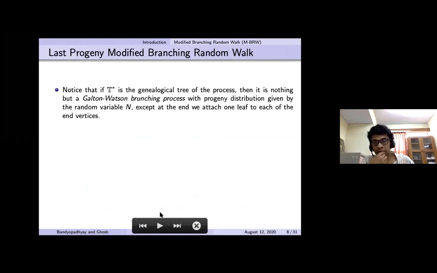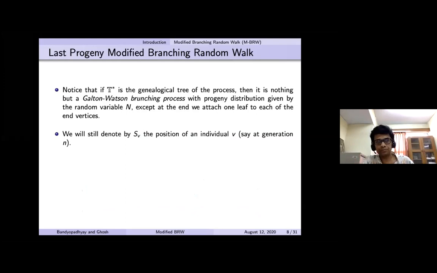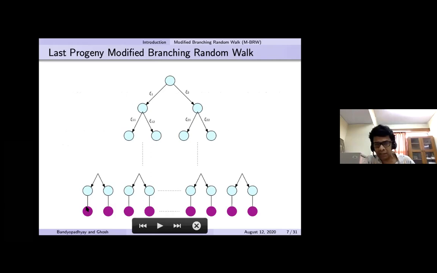We are again going to denote the progeny distribution as capital N, which is the total mass of the random point process Z. And by slight abuse of notation, we are still going to call the particle after giving this innovative displacement S_V, the position of the particle. But we note that the position of this particle also needs this displacement to be counted in.